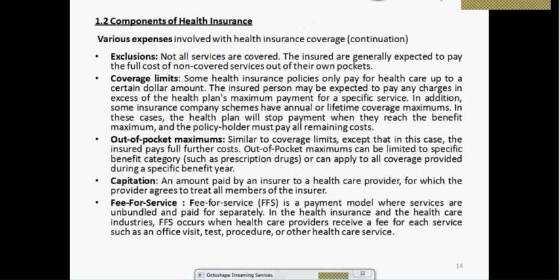So there are more terms I'm covering here. The next one is exclusion. For any plan, not all services are covered. The insurers are generally expected to pay the full cost for covered services, but there are some non-covered services. For example, if you are having any cancer, or if your kid is suffering with some disability, there are some coverages that your insurance company may not cover, right?